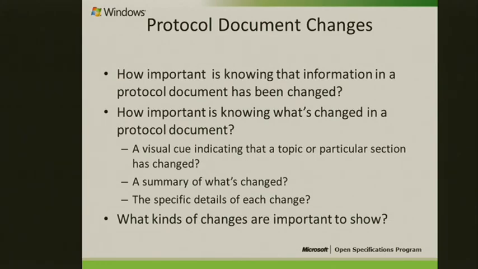So there are a number of ways of doing it, and I'm going to show you a couple of scenarios. There are visual cues that can indicate something changed. We can tell you a summary of what's changed, which is basically what we do now, or give you the specific details of each change. Another thing to think about as you look through the scenarios is the kind of change that you want to see. Are you interested in seeing anything and everything, all editorial changes, format changes, small version changes, or is it very focused on your technical changes? What level of change do you want to see?